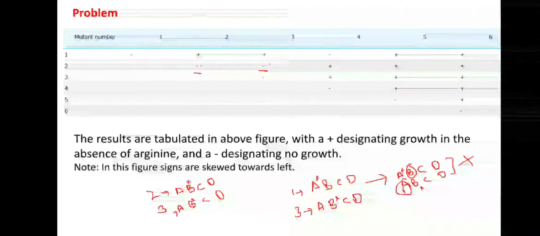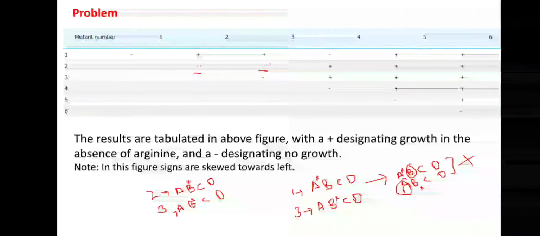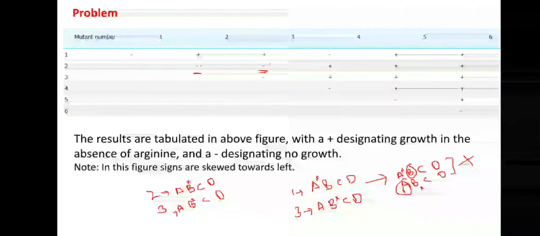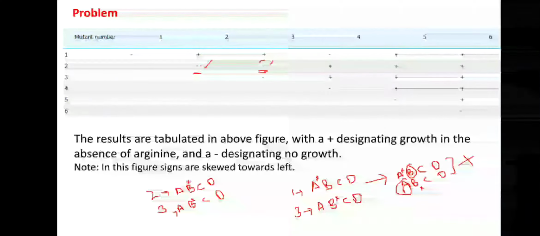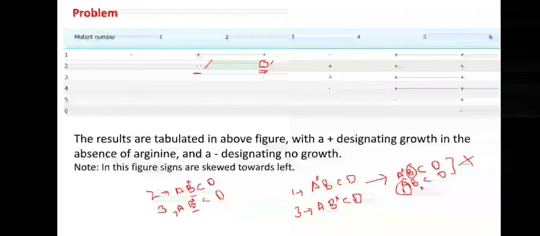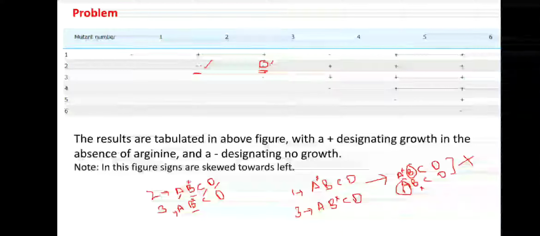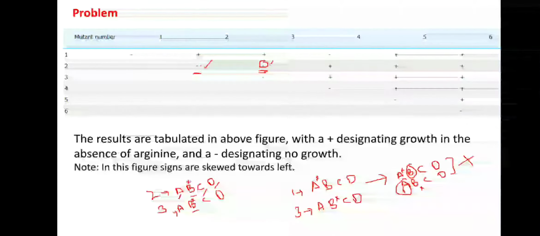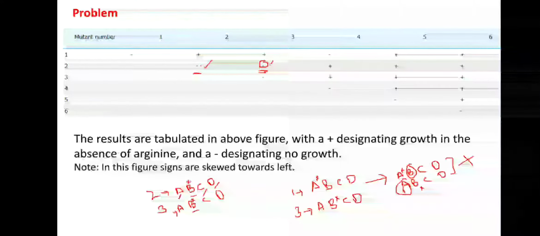What I'm trying to say is that when we mated second and third, they gave a negative. This is because the mutation is in the same gene, which is B. So we can get normal A, normal C, normal D, but we are not getting normal B. And as I just said, all are equally important. A, B, C, D have to be functional. So there will be no arginine and they will retain the auxotrophic state.